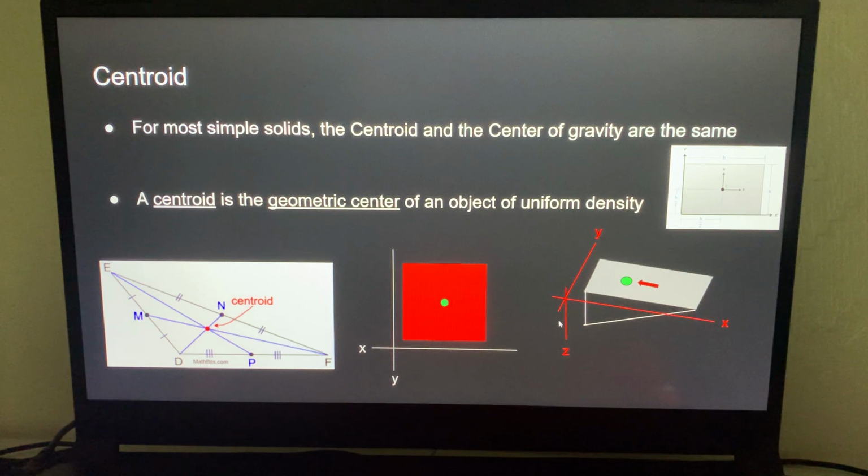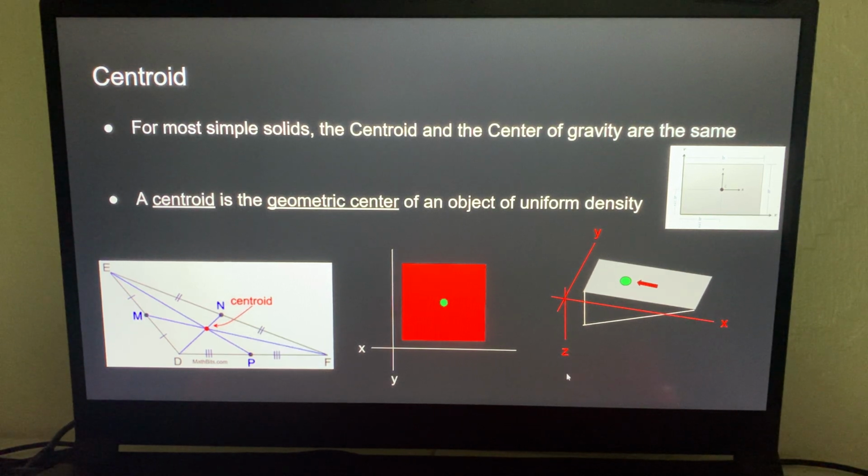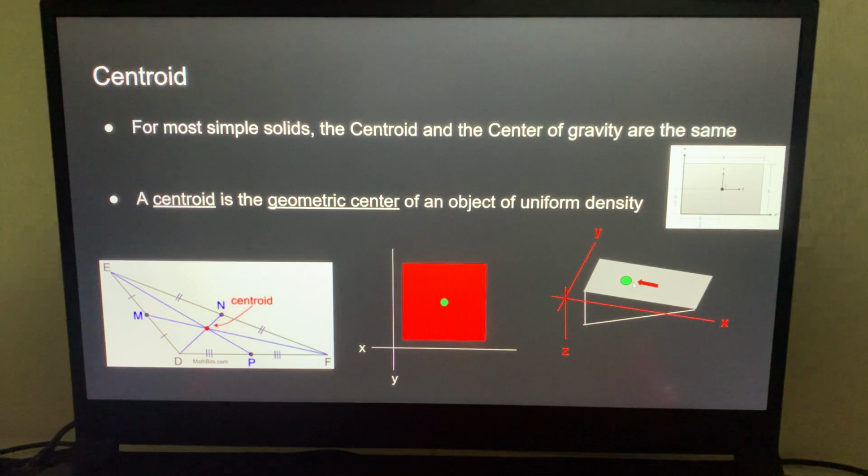If we gave this shape a third dimension in the z-axis, and we find that it's not actually rectangular, it's triangular, then the centroid or center of gravity would shift to where the weight or mass is equal on both sides, or all sides rather.